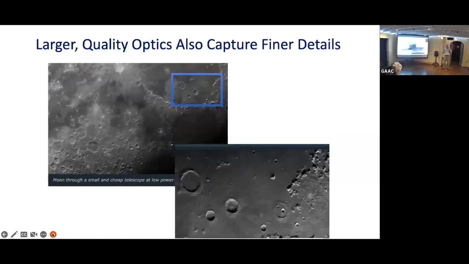A bigger aperture will also give you, assuming the quality of the lens or mirror is the same, the ability to see finer details. You can use more magnification without it getting blurry. So here's the difference: with a small aperture scope, you might see this picture, the same picture, but with the larger aperture, you can use higher magnification.